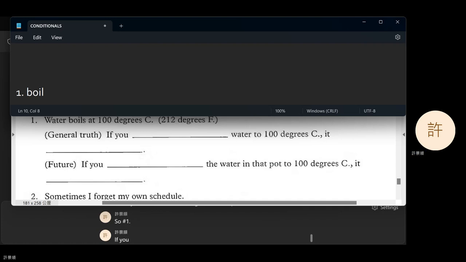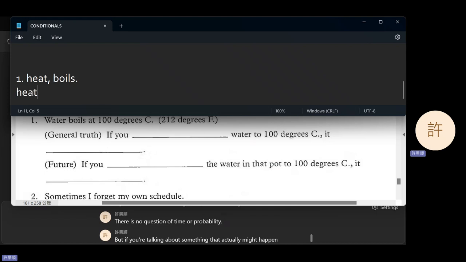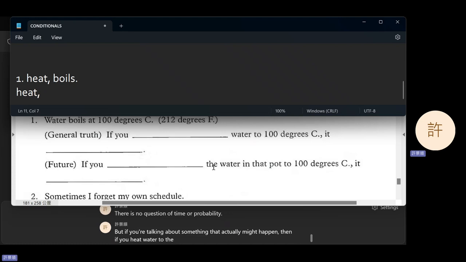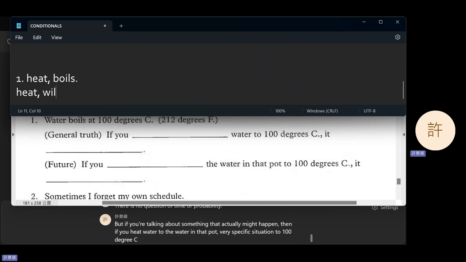If you heat water to 100 degrees C, it boils. It is a general truth. There is no question of time or probability. But if you're talking about something that actually might happen, then if you heat the water in that pot, a very specific situation, to 100 degrees C, it will boil.